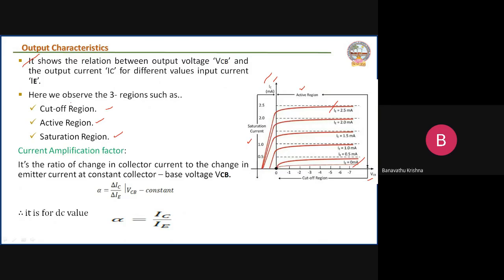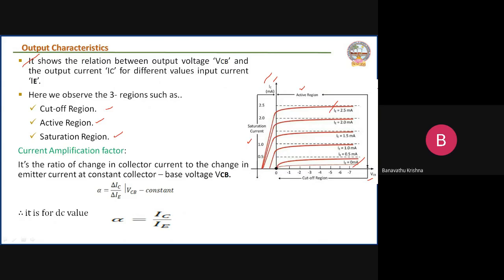Coming to these three regions, the first one is the cutoff region, where both junctions are in reverse bias condition. As I told you in previous classes, for bipolar junction transistor basic operation, the device operates in three modes: cutoff mode, active mode, and saturation mode. In the cutoff mode, both the emitter junction and the collector junction are in reverse bias condition.